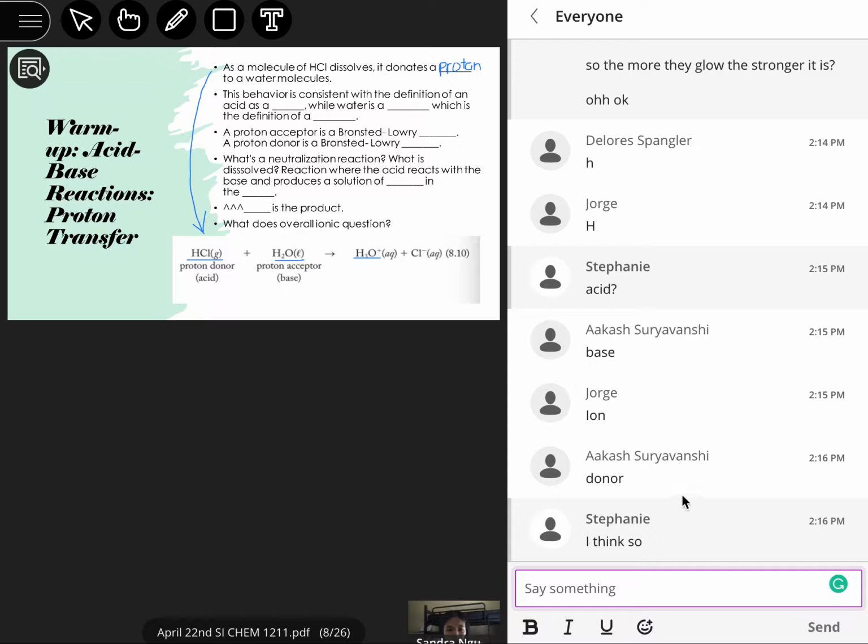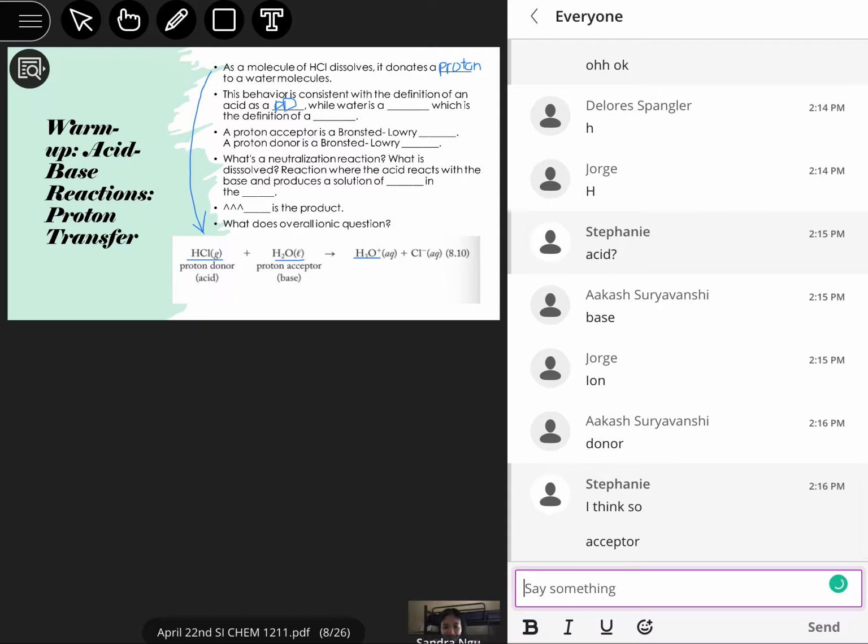It's a proton donor. And because it's a proton donor, water is a what? If that's a proton donor, what's water? That's a proton donor, which means the one who gets the proton is an acceptor. Yes, exactly. Yes, Stephanie. It's a proton acceptor. Correct. And what is that the definition of? A proton acceptor. When an element accepts a proton, what are they? What's their label? What are they called?